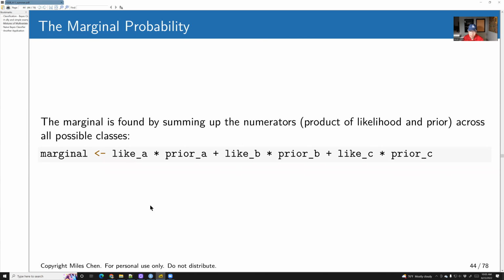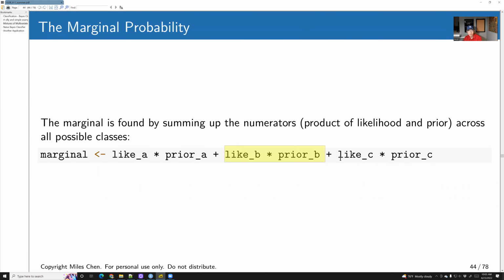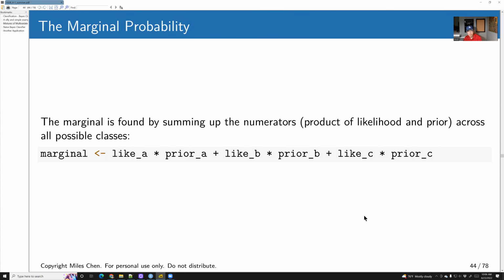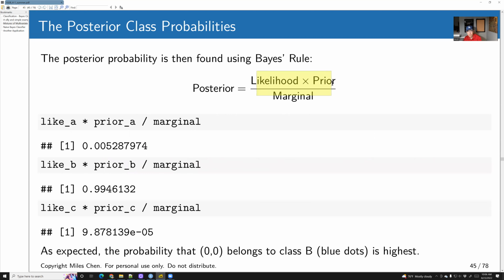The marginal will be found by taking the numerator and adding them up for all three classes. So I'm going to do the likelihood of class A times the prior of class A plus the likelihood of class B times the prior of class B plus the likelihood of C times the prior of class C, and we would add them up. Technically, I don't even have to do this because the three priors are exactly the same, but just for good practice, we'll multiply them by the priors and add them up. Then we do the likelihood times the prior divided by the marginal.